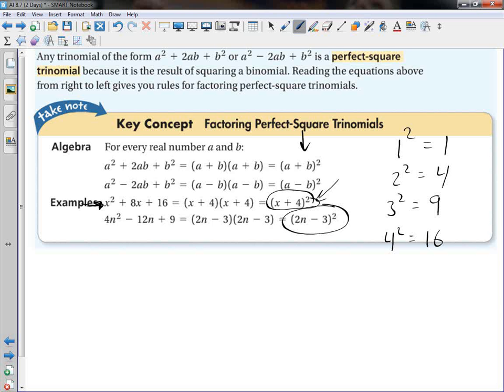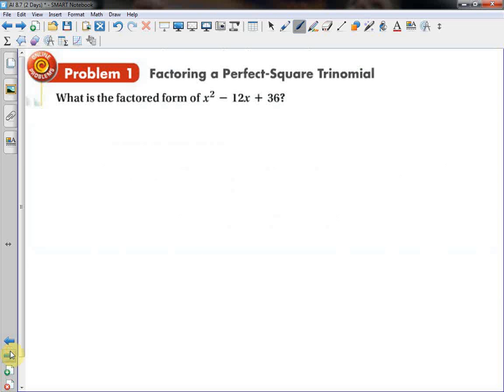For example, if we look at this one right here, this last term is a perfect square, it's b squared. 16 is 4 squared. Then right here, I know that that's just 2 times 4 times the first term, x. Okay, and we should get pretty good at this as the day goes on. So let's start here. What is the factored form of this perfect square?